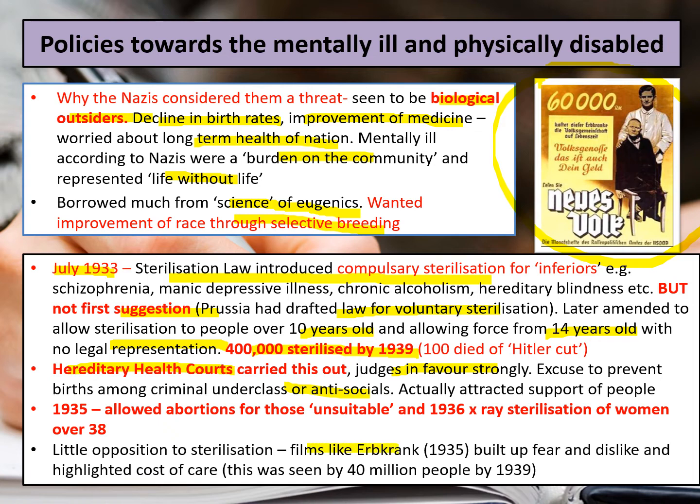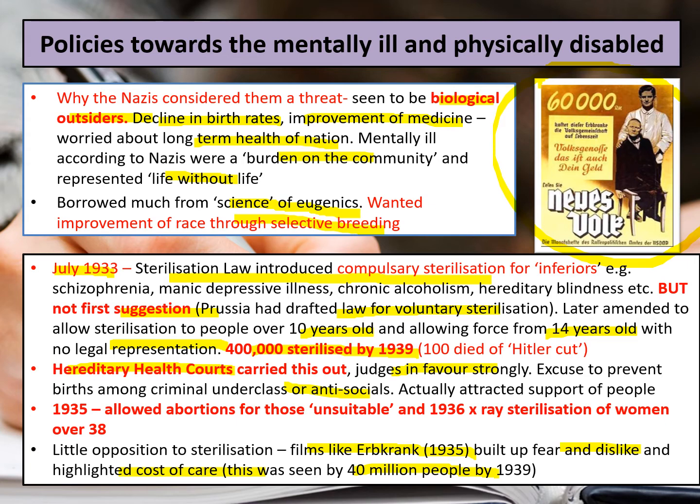You might remember me showing you a little extract from a Nazi propaganda film called Erbkrank from 1935, and that was one example of the kinds of ways the Nazis tried to build up fear and dislike of people that were disabled. They really emphasised through propaganda, like what you can see on the top right, and these propaganda films, the cost of care to try and get the German people on side with this policy of sterilisation and later euthanasia. And films like that were seen by 40 million people by 1939 because the Nazis played those films before any main kind of film attraction. Remember, there were over 5,000 cinemas and they were all playing these kind of propaganda films before the main event as well.